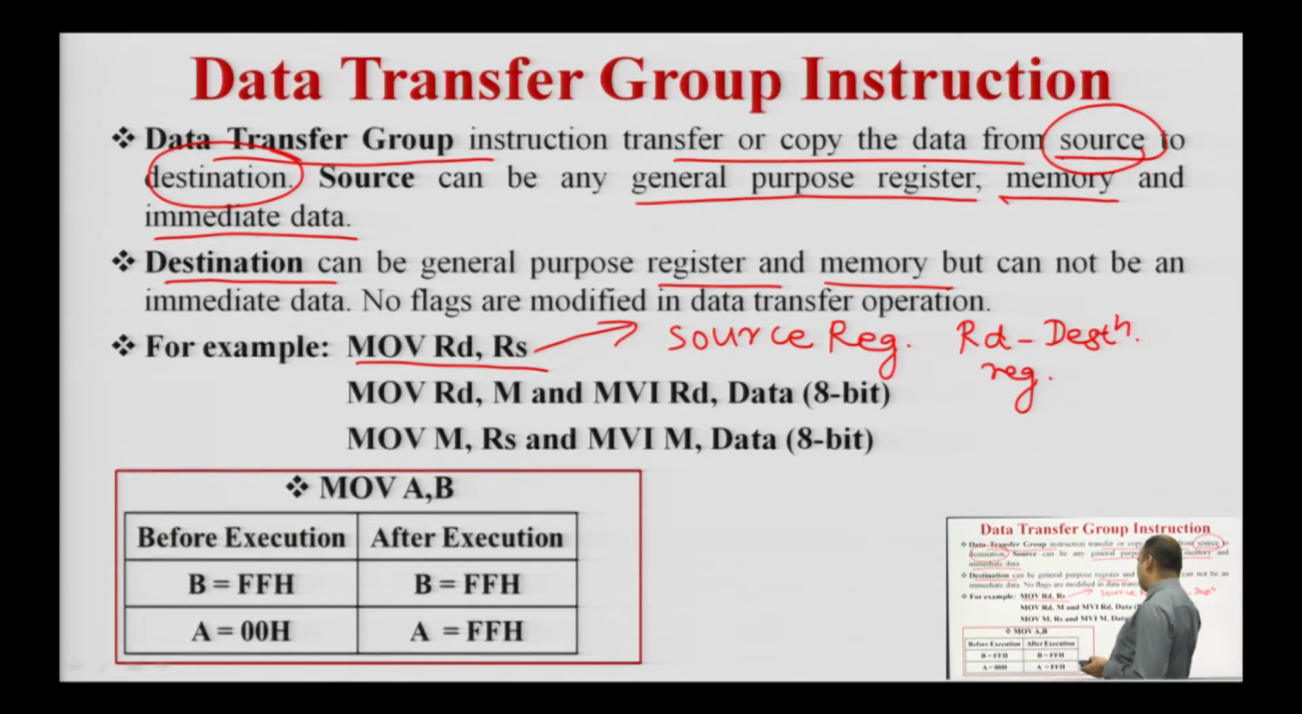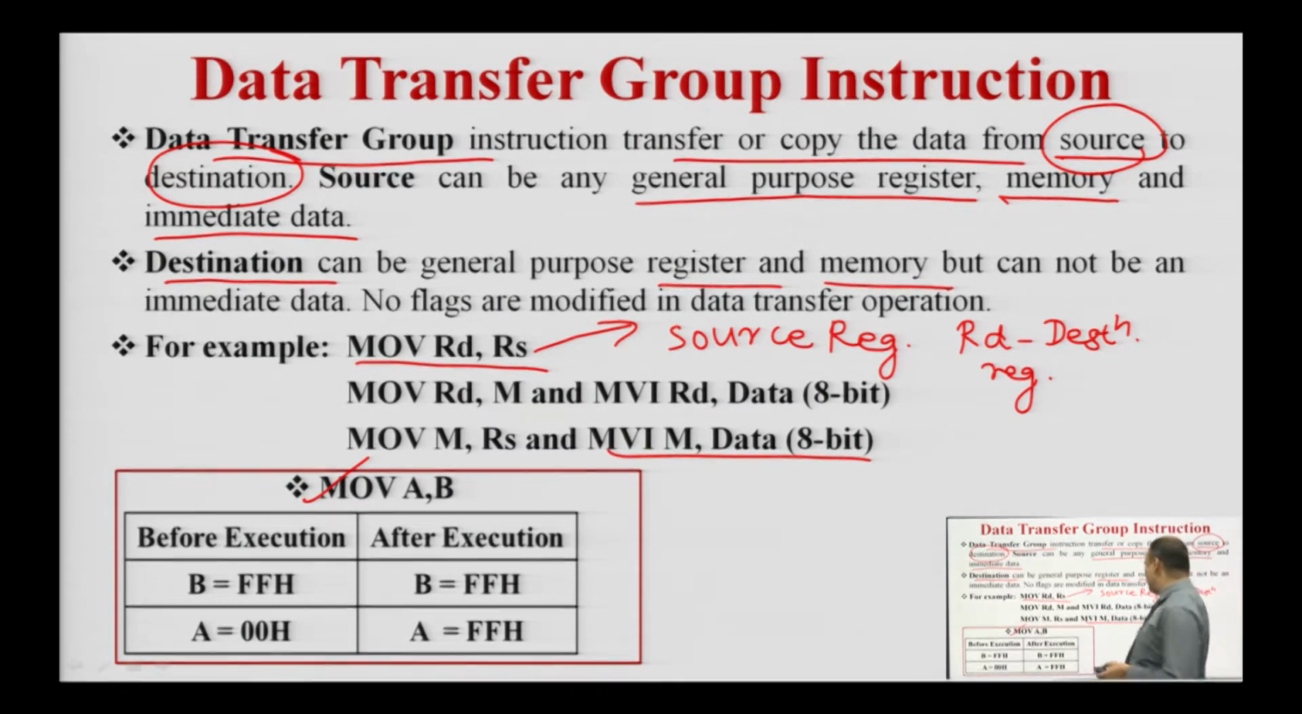The following are examples of this data transfer group instruction: MOV RD, M; MVI RD, 8-bit data; MOV M, RS, where RS is the source register; MVI M, 8-bit data. So, these are examples of the data transfer group instructions. Let us see the example of the instruction MOV A, B.